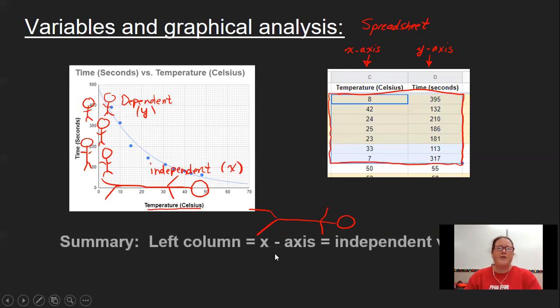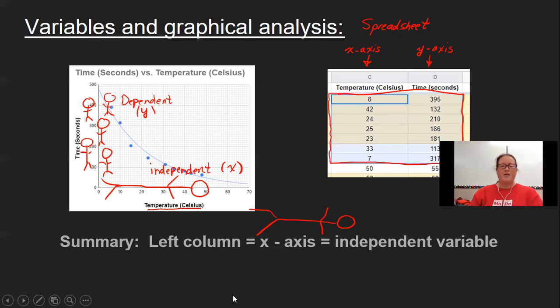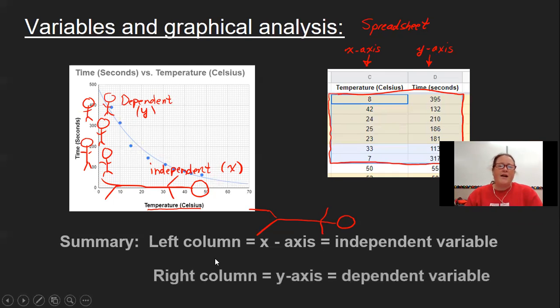Oh, so here's a summary. The left column is the x-axis, also the independent variable. And the right column is the y-axis, and it's also the dependent variable.